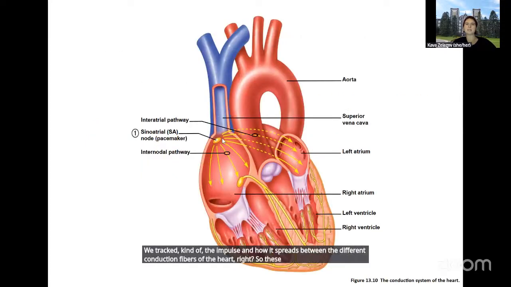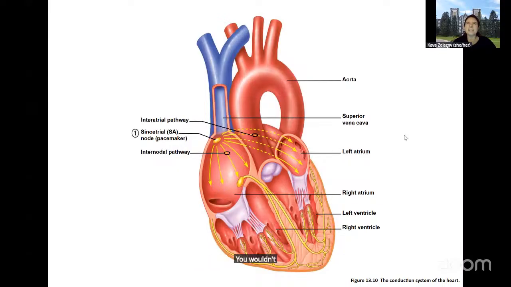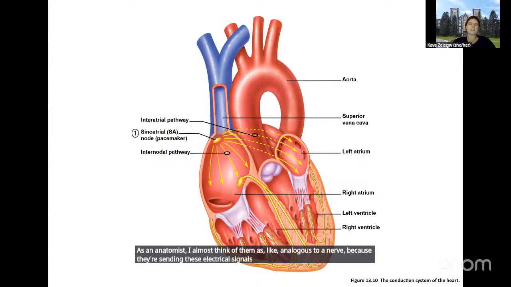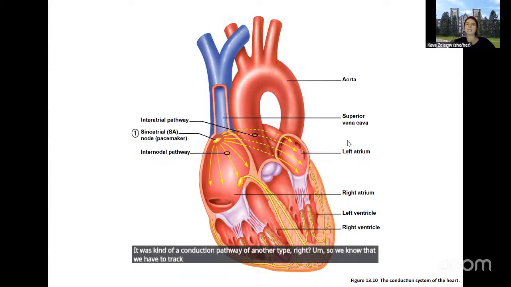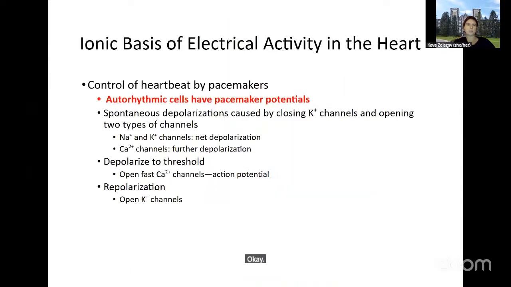So these yellow lines are all those pathways. You wouldn't find them physically in the heart. They're not like a nerve in the way that your median nerve is a nerve, but as an anatomist, I almost think of them as analogous to a nerve because they're sending these electrical signals. They're their own thing, they're conduction pathways, but a nerve is a conduction pathway of another type, right? So we know that we have to track them in a physical space so that we squeeze the heart from bottom to top. Okay, so you went through those steps.